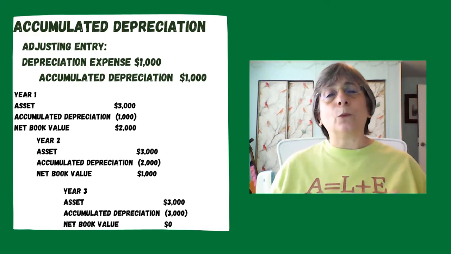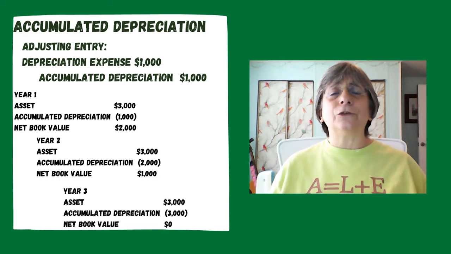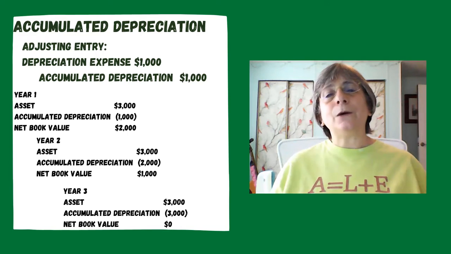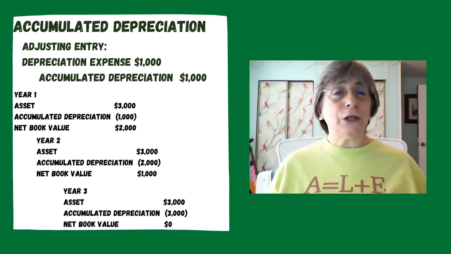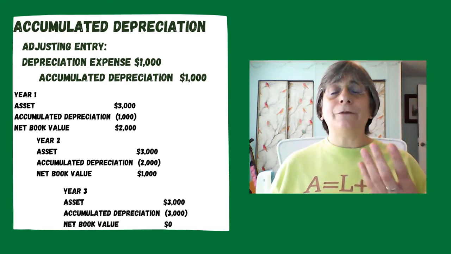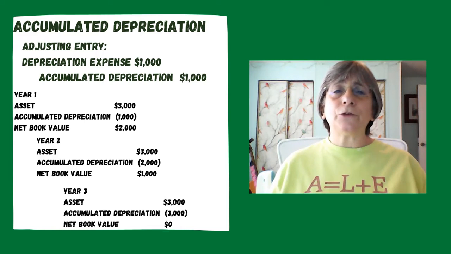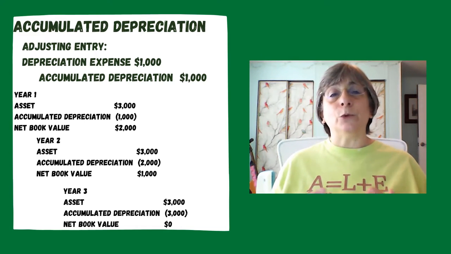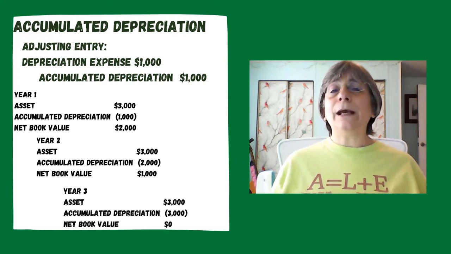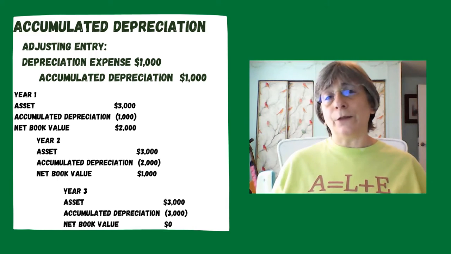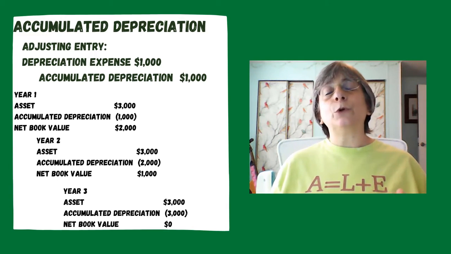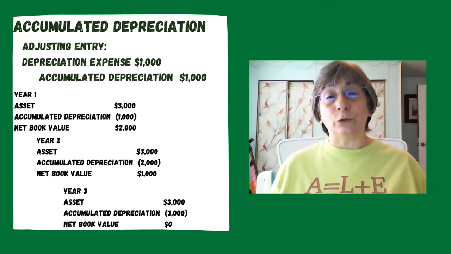The third year, we're going to do our adjusting journal entry again for $1,000. When we post that to the accounts, now our accumulated depreciation is at $3,000. So we have an asset that we paid $3,000 for. We have fully depreciated it at $3,000. So now our net book value is 0. Now, had we had a residual value on this, we would have only depreciated down to that residual value.